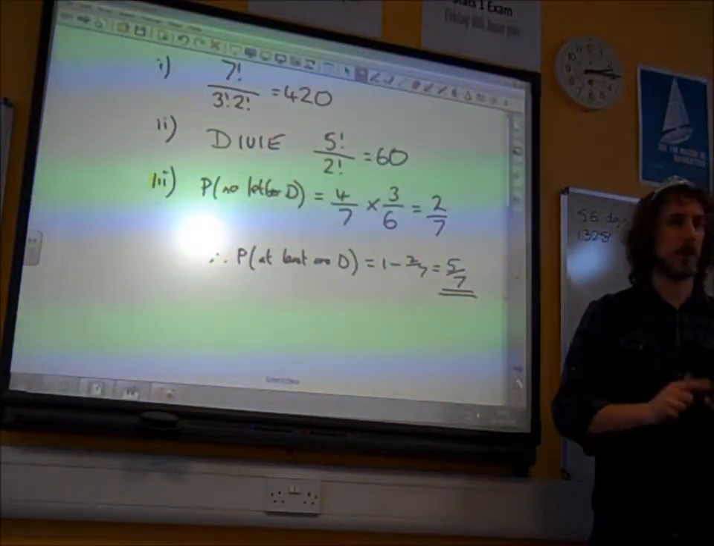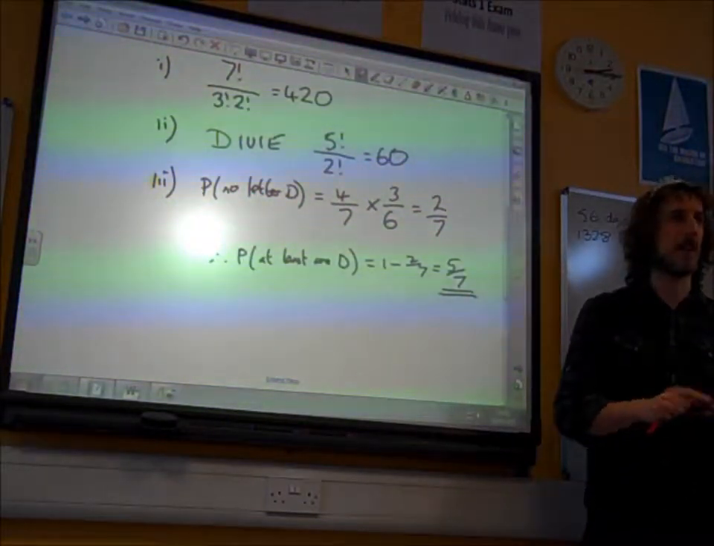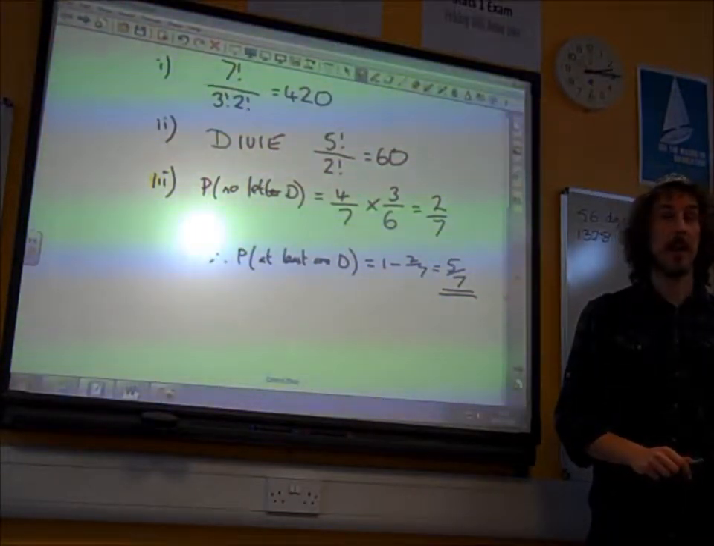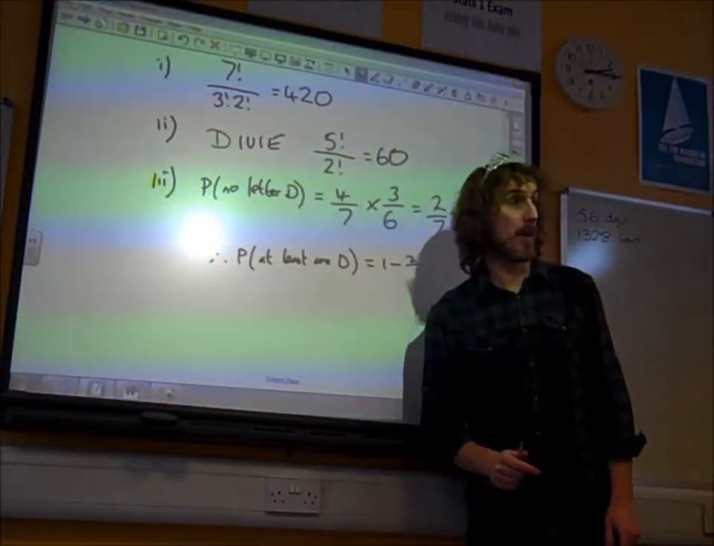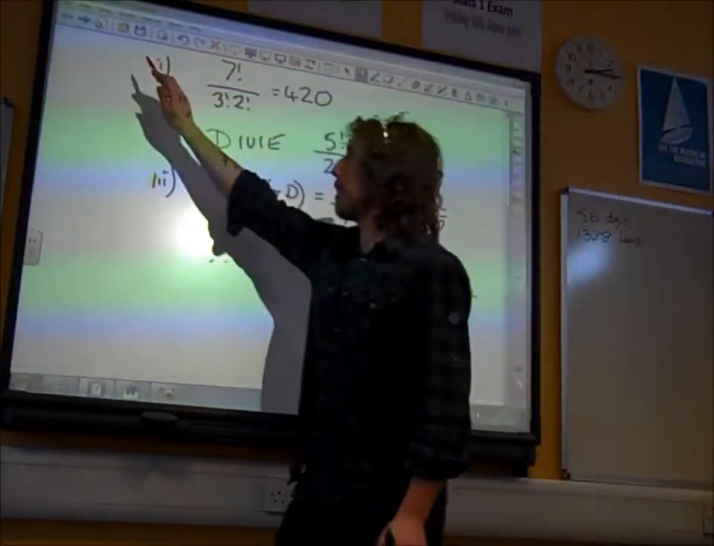You could have worked that out the other way by going straight for at least one D. Finding the probability of 2 Ds, finding the probability of D and then something else, or something else and then D, and adding those options together. You could have done a tree diagram. Any of these things would have been great. Okay? Good.